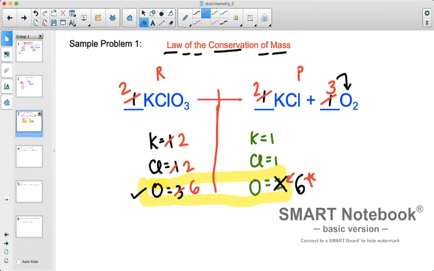Before I leave my product side, I have to make sure that I change my totals. My potassium now becomes 2. My chlorine now becomes 2. Now I'm going to double check.